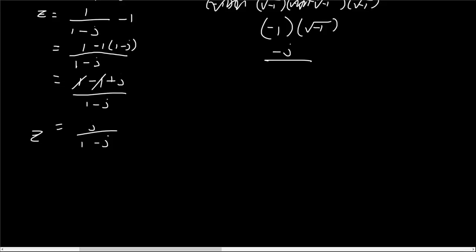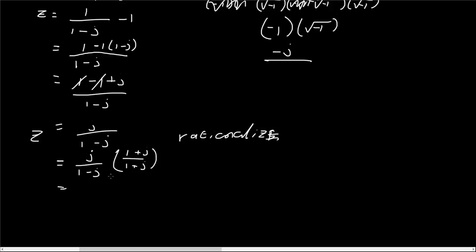So now, lovely, we've got an alarm going off in the background there. In order to get this to standard form, what are we going to do? We're going to use rationalizing. When we rationalize, we multiply by the complex conjugate of the denominator over the complex conjugate of the denominator. So j over 1 minus j times 1 plus j over 1 plus j.